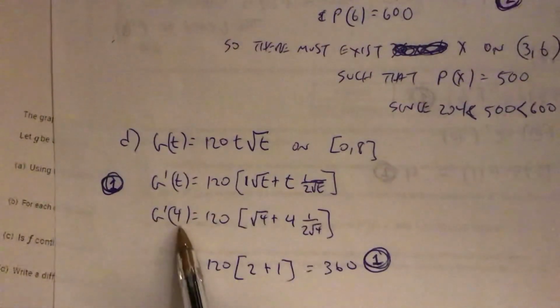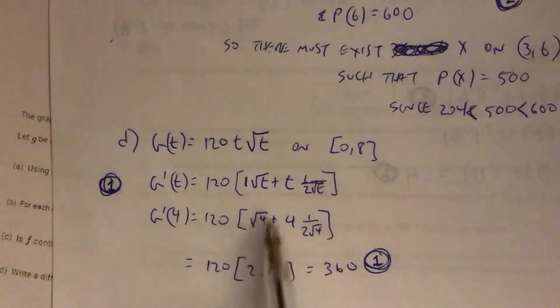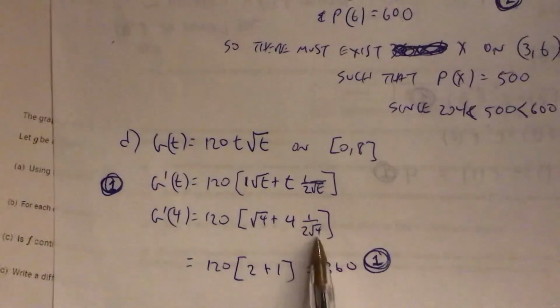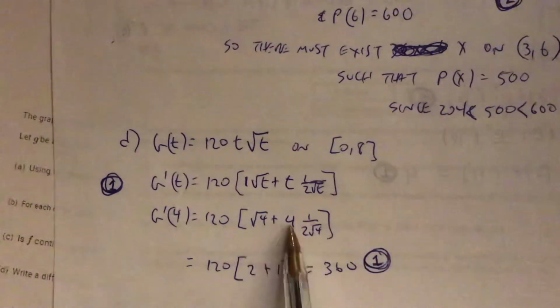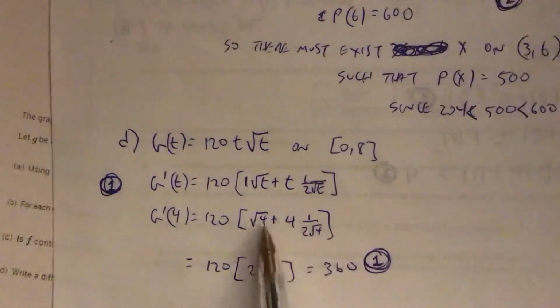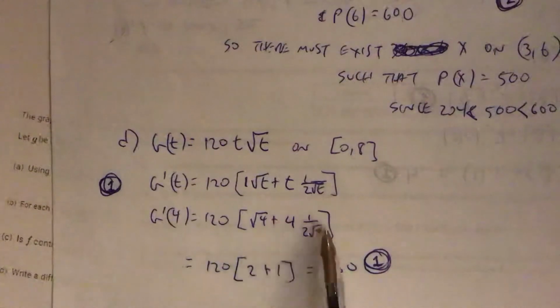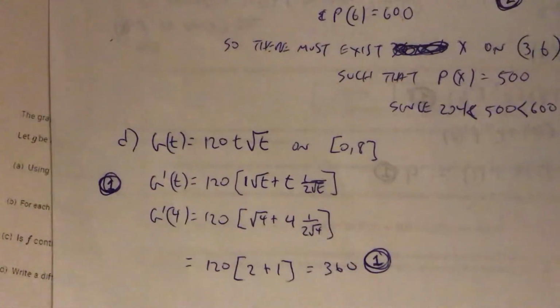What's the derivative at 4? Well, plug in 4 to these values. Good news is square root of 4 is easy to evaluate. This is 2, and this is 2. So I get 2 plus 4 over 4, which is 1. So 2 plus 1 is 3, and 3 times 120 is 360. If you got a calculator, you could also evaluate that. They're not taking the calculator away from you.